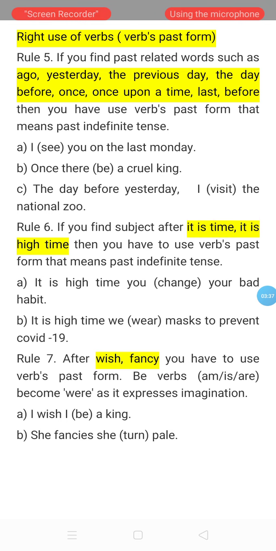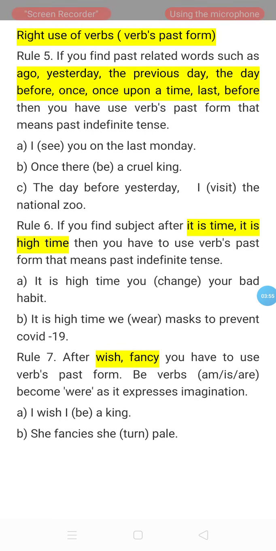She fancies, she turn pale. As we studied earlier in rule 7 that if you find wish or fancy, then you have to use verb's past form. In this case, you have to write turned as the answer.